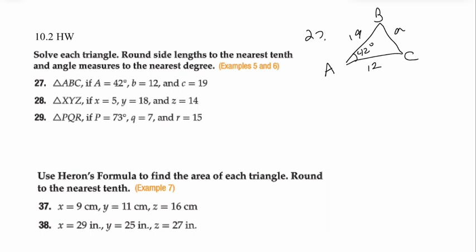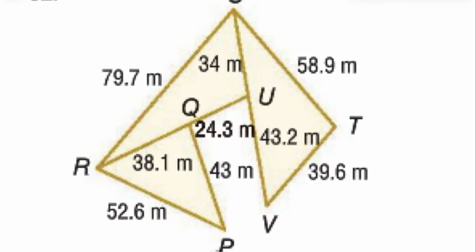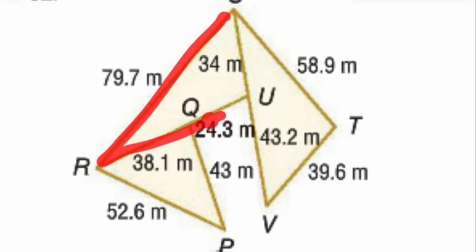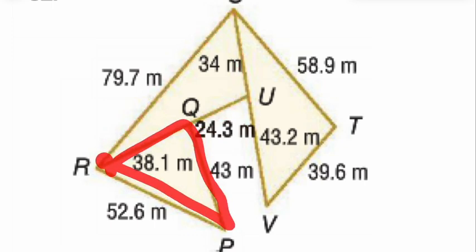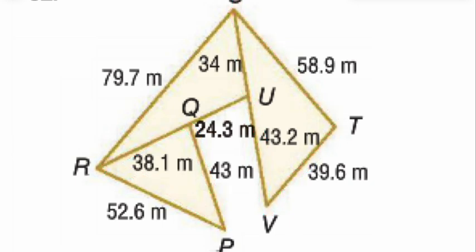I expect for 27, 28, and 29 that you draw the picture and then solve for all the missing parts. For 37 and 38, you don't have to draw the picture unless you have the urge to. But there, please use Heron's formula that we saw in example 7. And for 52, you're going to use Heron's formula 3 times, find the area of each triangle, add them all up, and you get the area of the funky shape.